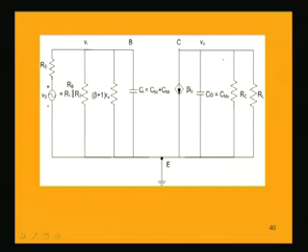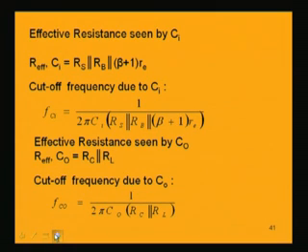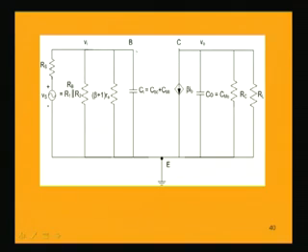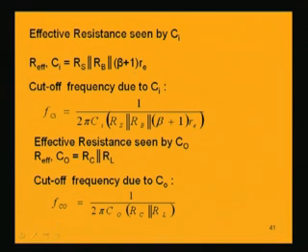Now, we are going to find out the upper cutoff frequency. For that we have actually two capacitances, so here also we will be considering one at a time. If I find out the effective resistance for Ci from this side, looking from this Ci, there are three resistances in parallel: beta plus 1 Re, Rb, Rs. So, that will be the effective resistance, Rs parallel Rb parallel beta plus 1 Re, due to Ci.